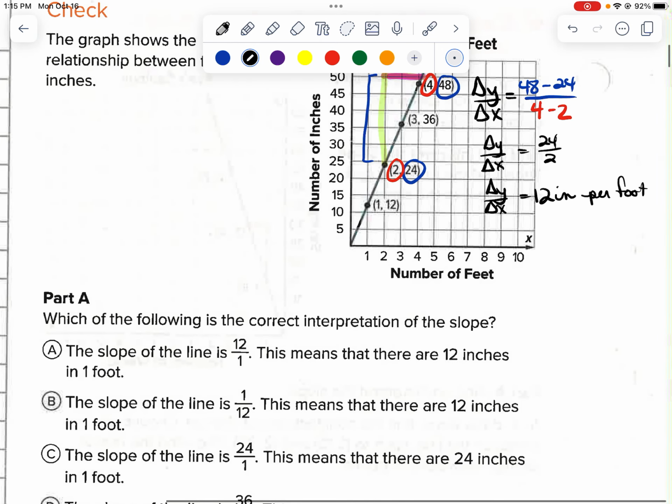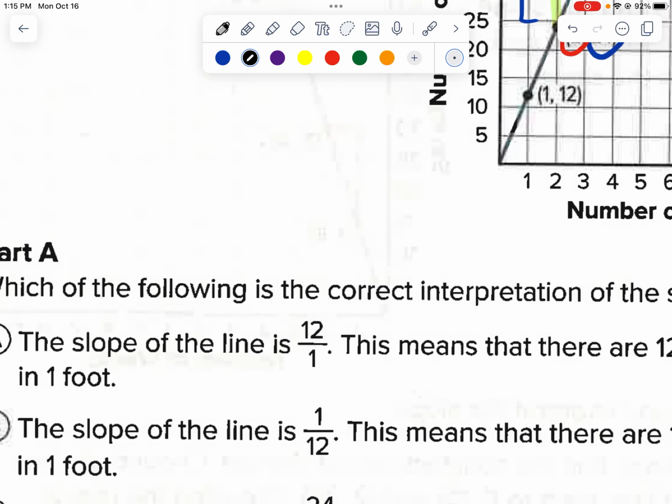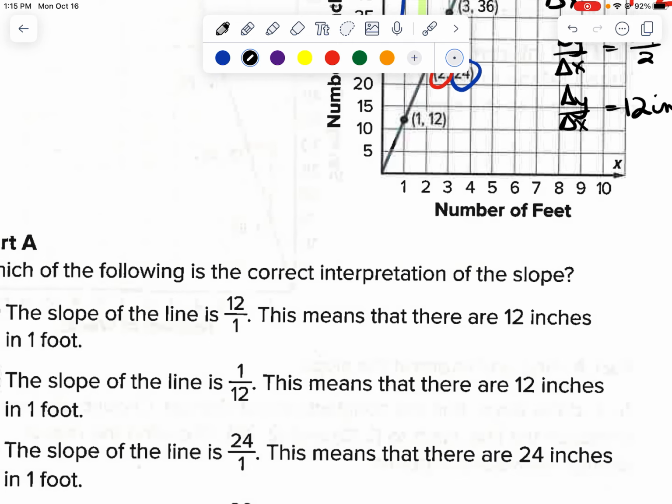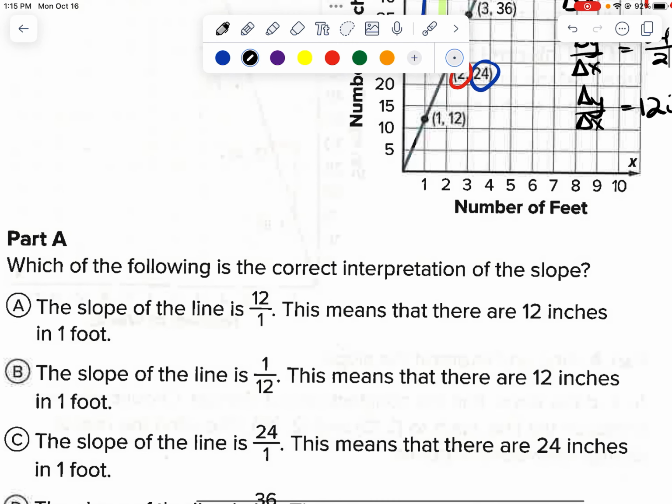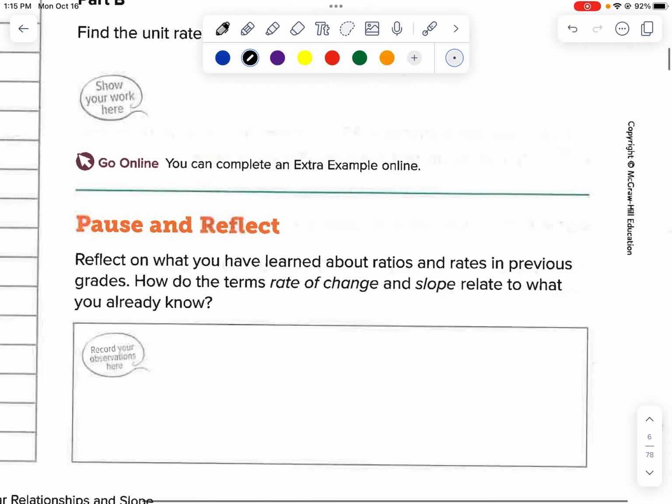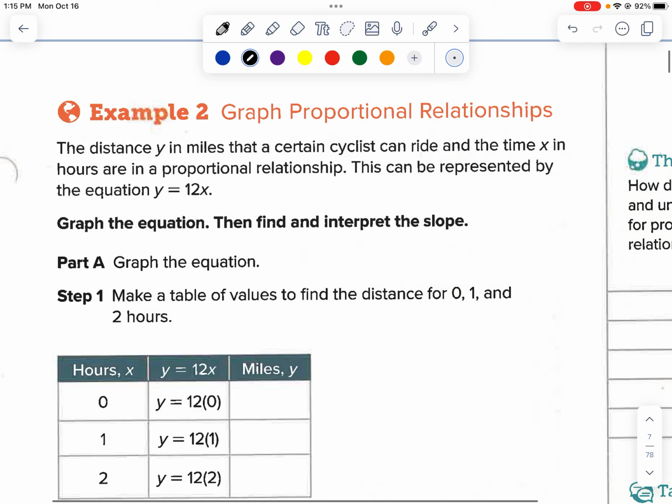Okay, so I look over here, down here. 12 inches per foot. The slope of the line is 12 over 1, which means there are 12 inches in 1 foot. Well, look at that. Came up with letter A automatically. Okay, so now let's look at this one.